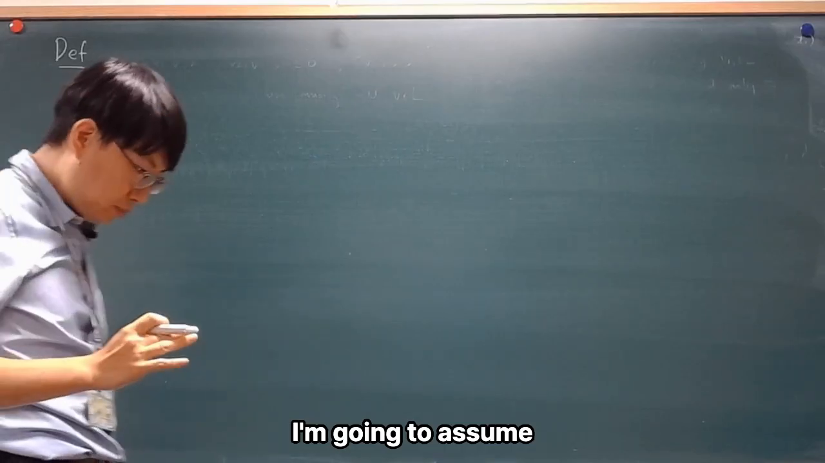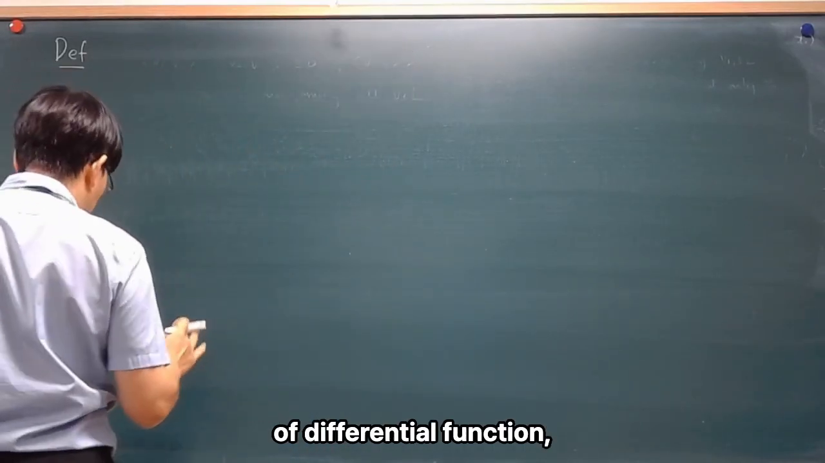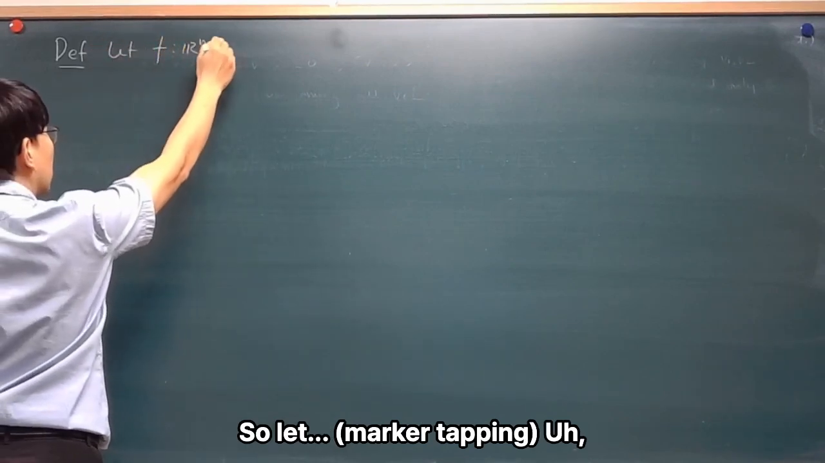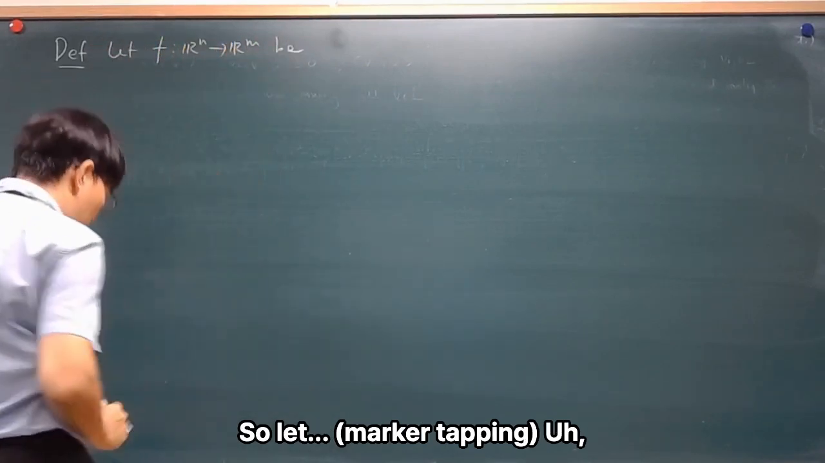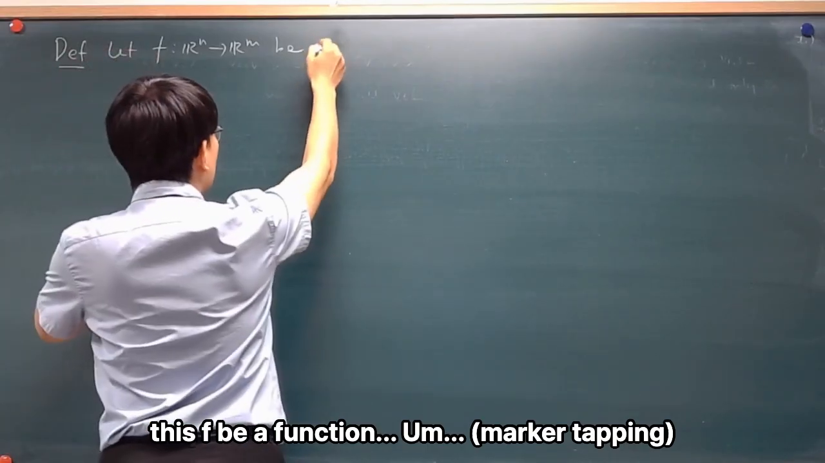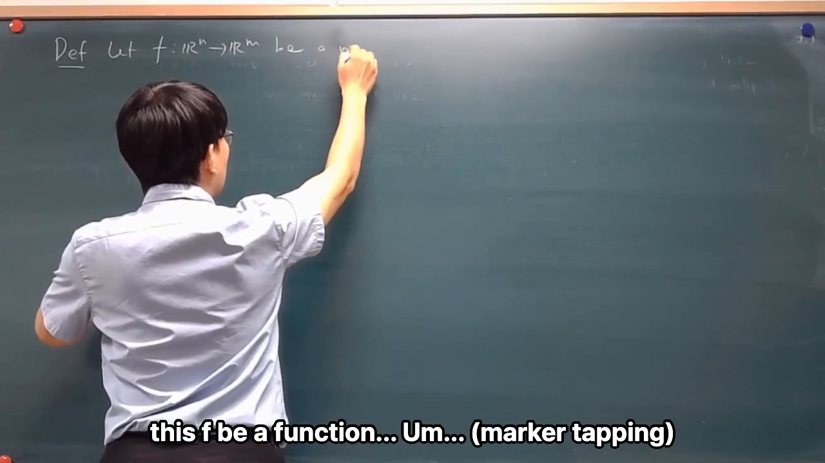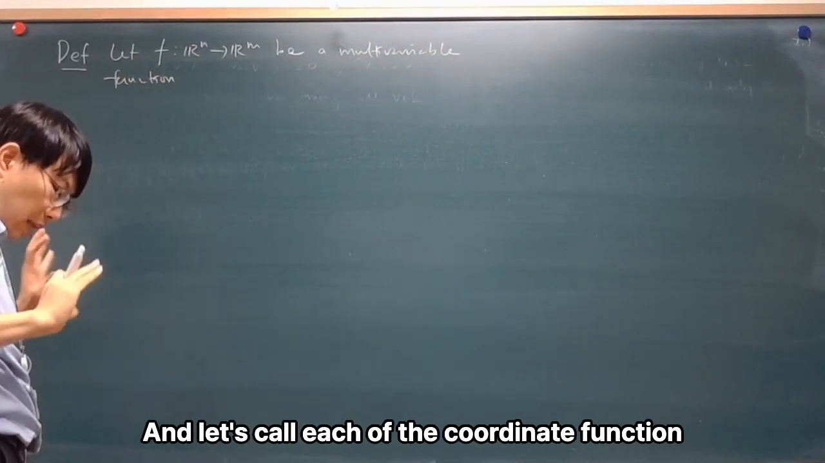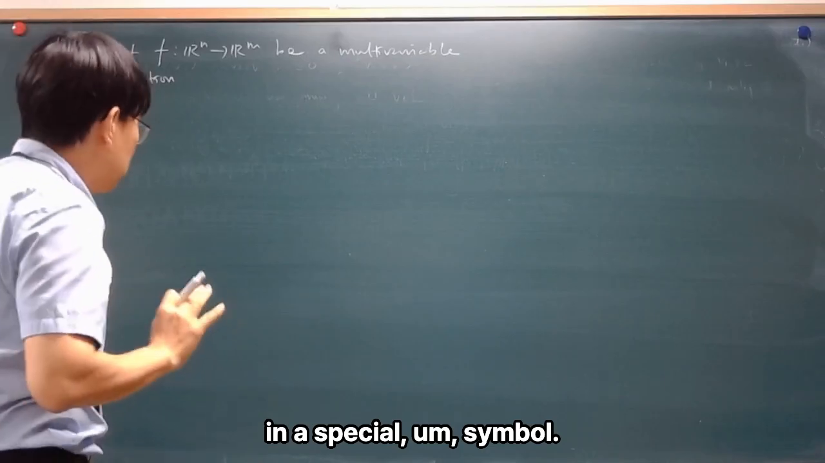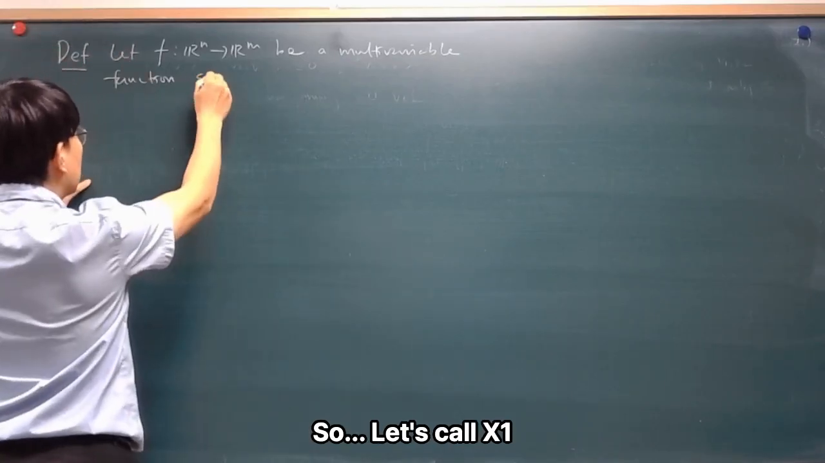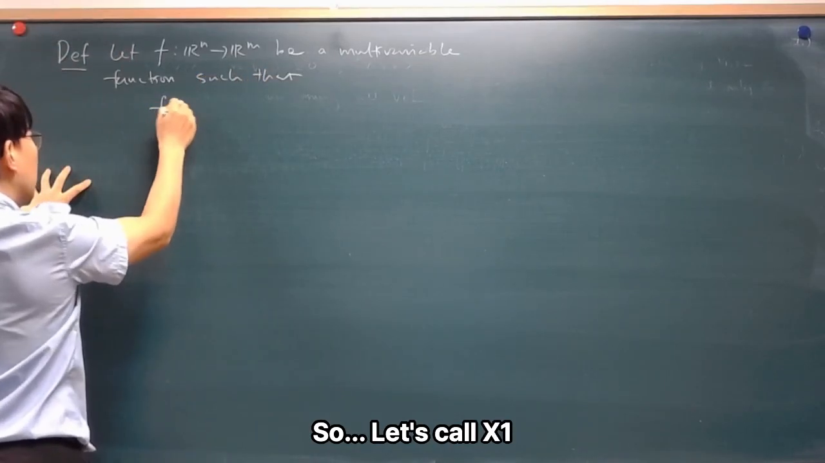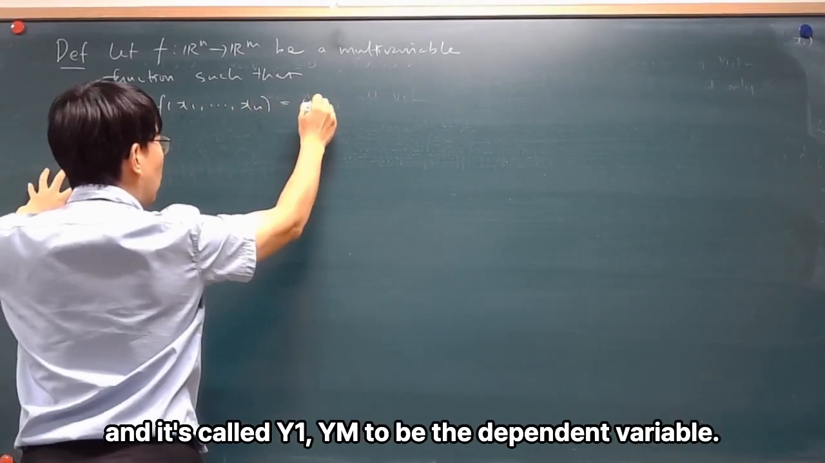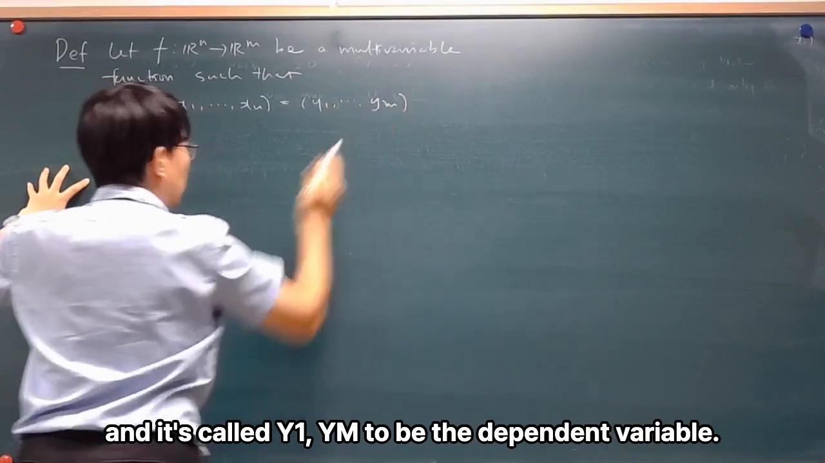Here I'm going to assume that my function is the most general type of differentiable multivariable function. So let this f be a function, and let's call each of the coordinate functions by a special symbol. So let's call x1 to xn the independent variables, and let's call y1 to ym the dependent variables.